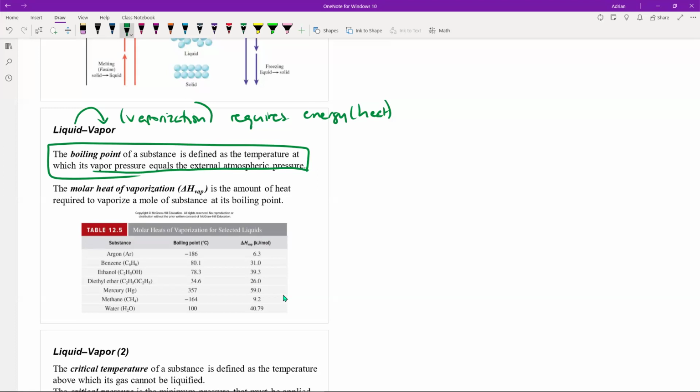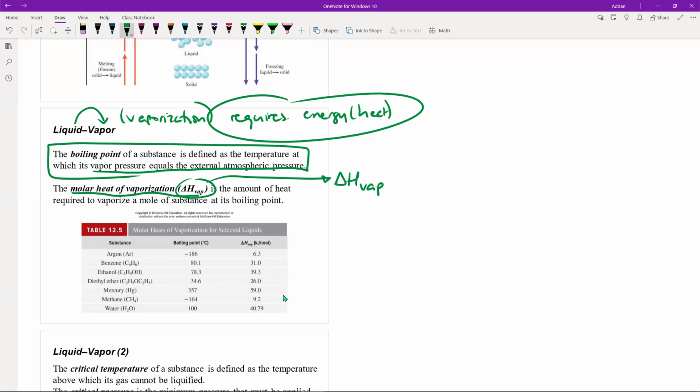Now, in order to convert a substance from the liquid to the vapor phase, we need to provide heat energy, and that heat energy is known as the molar heat of vaporization. Delta H here is our enthalpy, heat under constant pressure. Delta H with the subscript VAP for vaporization is the amount of heat needed to convert a mole of a substance from a liquid to a gas, or vapor, at its boiling point. That's the molar heat of vaporization.